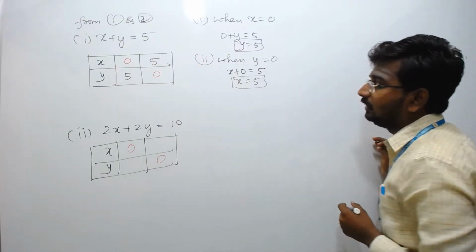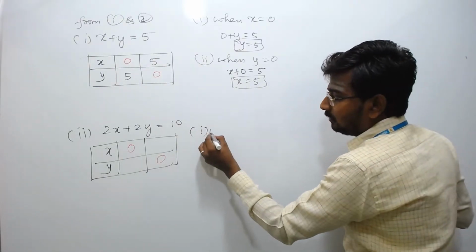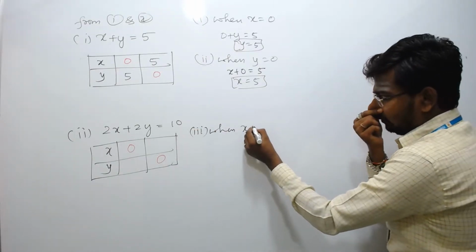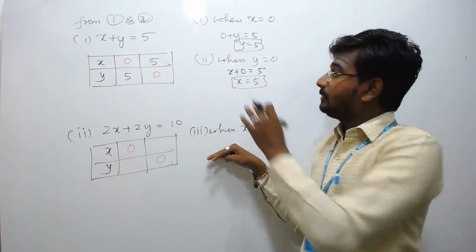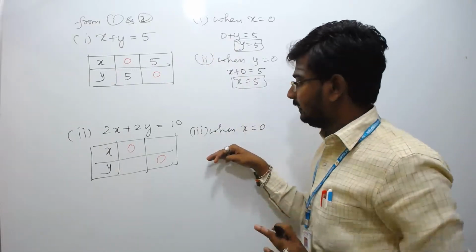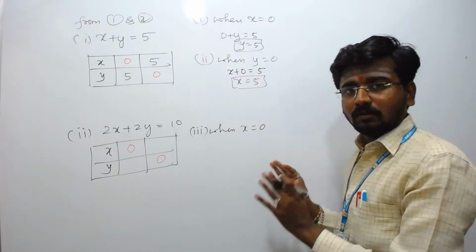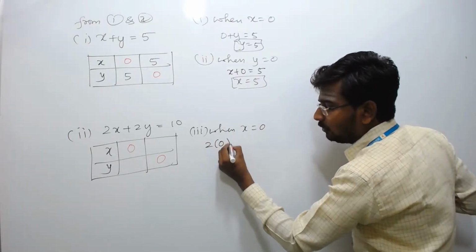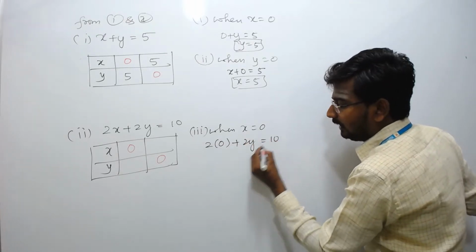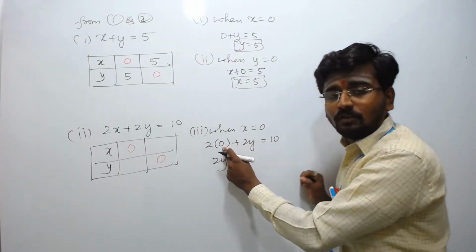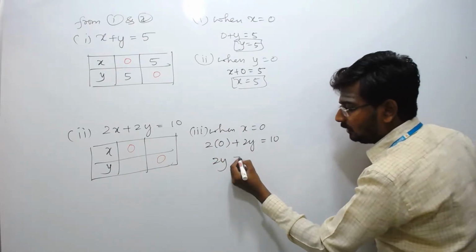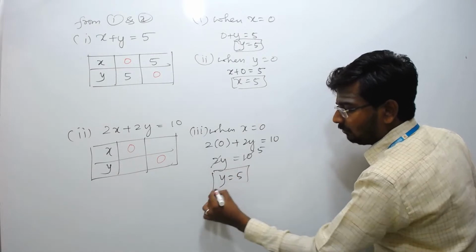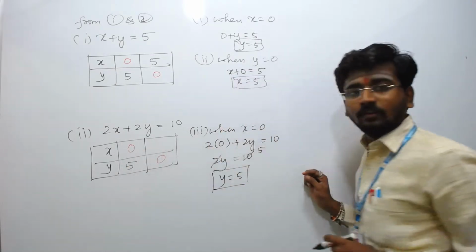Same procedure here. For the third one, when x is equal to 0. Steps are more important. Solve systematically. There is no hurry. The first problem we will solve slow and steady. Okay. 2 into 0 plus 2y equal to 10. Anything which is multiplied by 0 is 0. So 2y equal to 10. 2 ones are 2, 2 fives are 10. Value of y is 5. So here I will write it as 5.